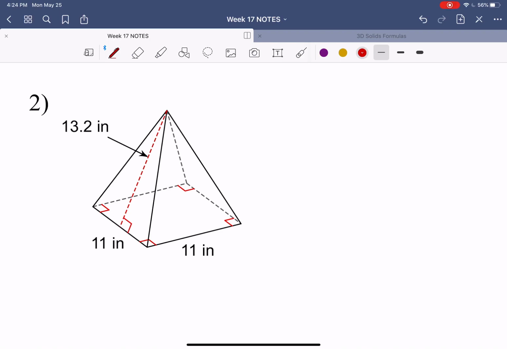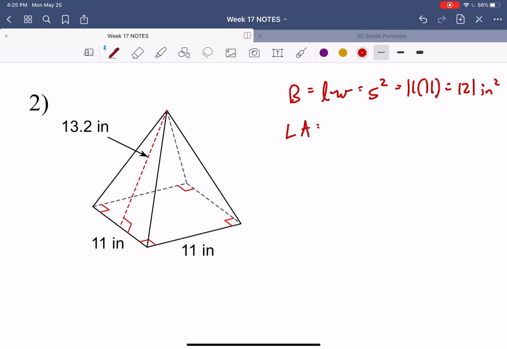All right, here we have a square pyramid, but we still just need to do all the same steps. So I like starting with the base. The area of a rectangle or a square, you can do length times width, or because it's a square, side squared. In either case, we get 11 times 11, or 121. Here we have square inches.